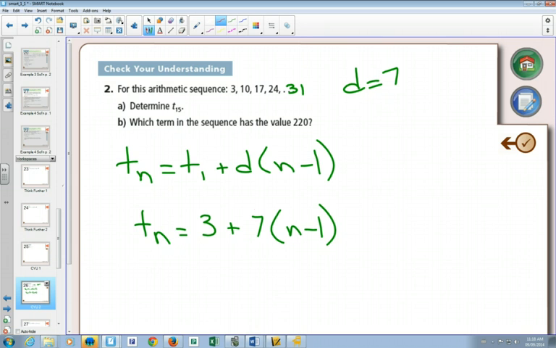And if you distribute this value, we could simplify this to be 7n minus 7. Combining like terms, you'd have 7n minus 4.